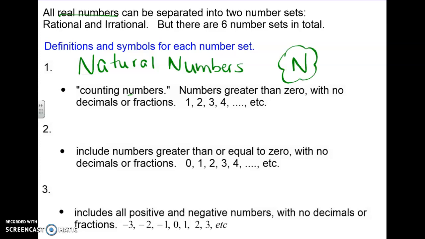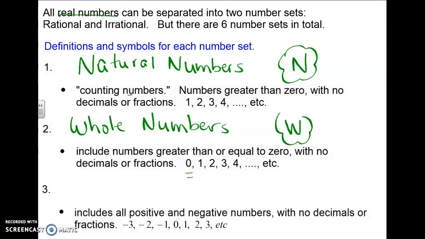We start counting 1, 2, 3, 4, 5. Once we understand that we can have none of something, then that's a whole new number system, and that's called the whole numbers. And we'll abbreviate the whole number system with the symbol uppercase W. So that includes 0 and all of the natural numbers, but still no decimals and no fractions. Really, the whole numbers are 0 plus all of the natural numbers.